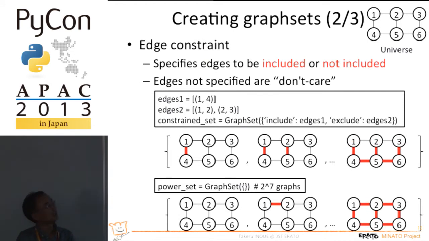The second is edge constraint. Edge constraint specifies edges to be included or not included in the new object. The constraint is given by a dict of edge list.